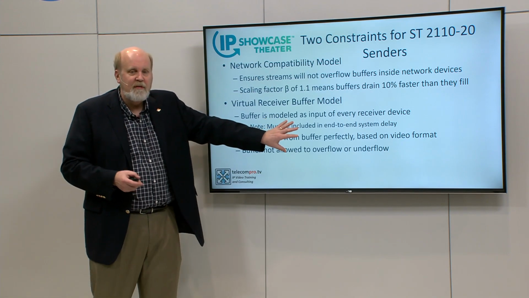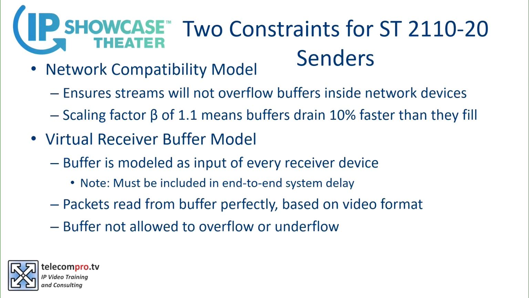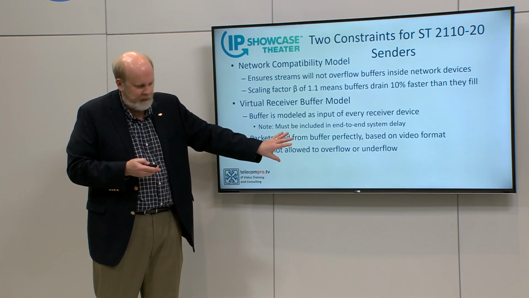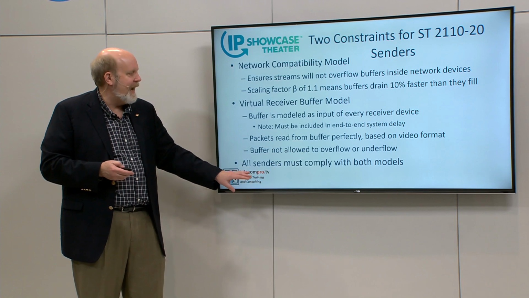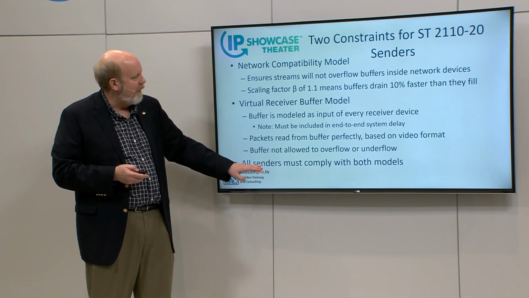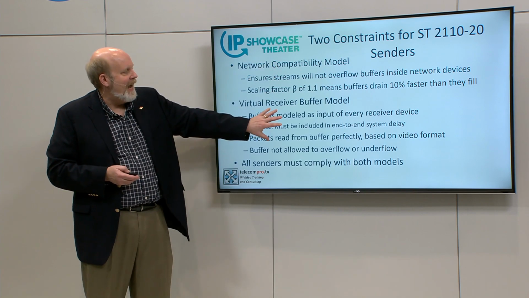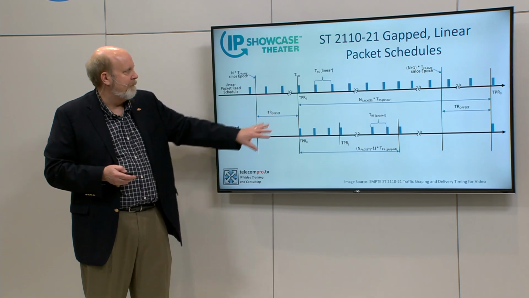The virtual receiver is a little bit different. This is how much buffer I need at my input to make sure that I never have too much data, which means I would overflow and lose packets, and to make sure that I never have too little data, which means I would underflow and my video would be interrupted. So we're going to model these out perfectly. So let's take a look at what happens. All senders must have network compatibility and virtual receiver compatibility.